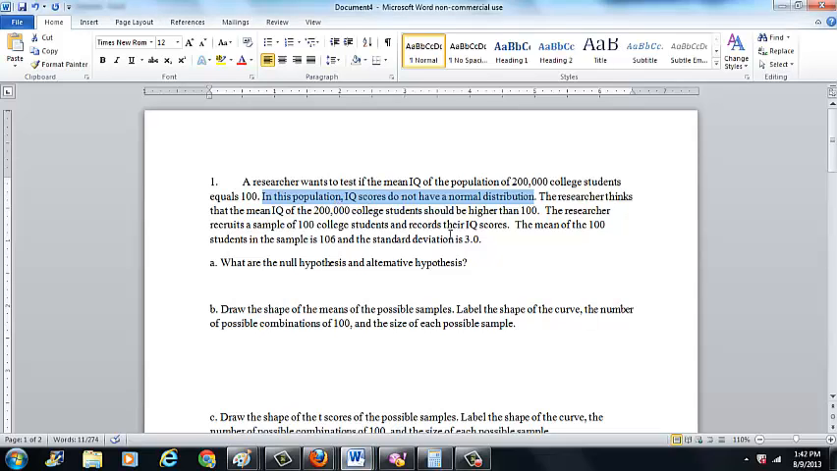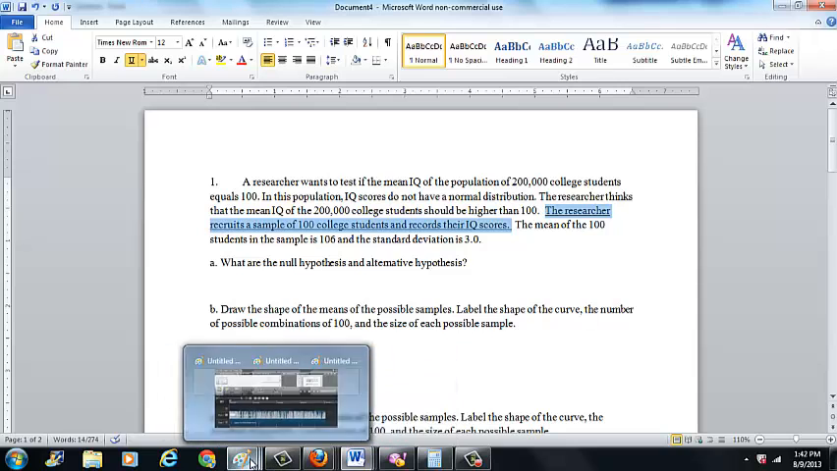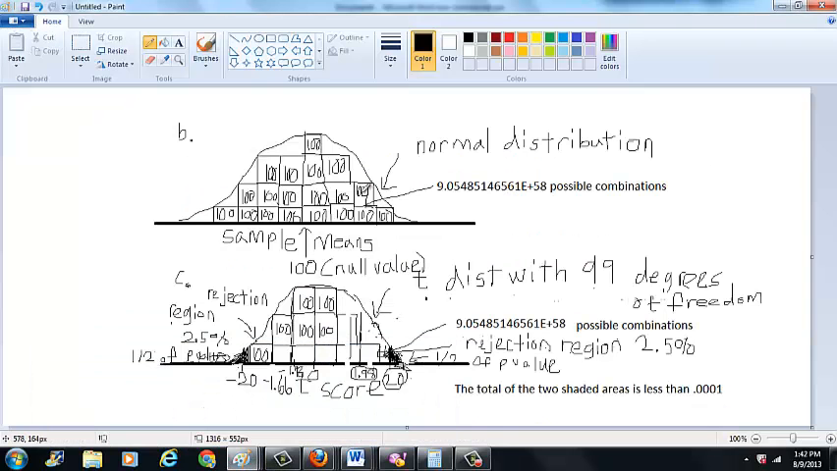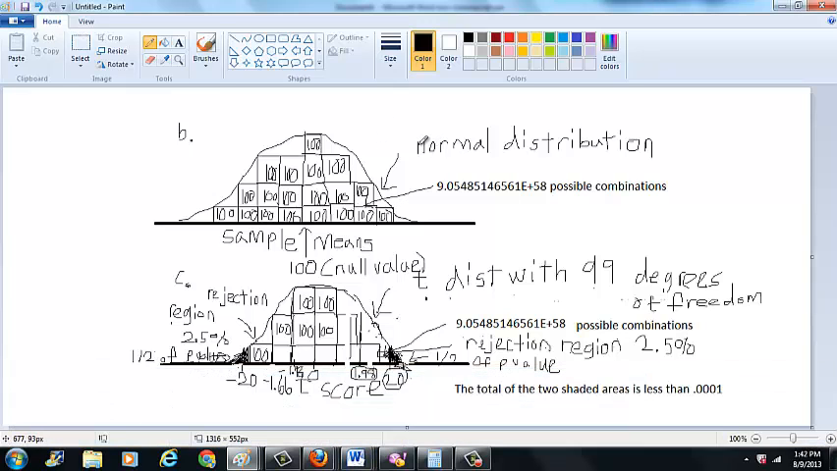So let's see if we do have combinations of 30 or higher. The researcher recruits a sample of 100. With a sample size of 100, we are selecting from a set of possible combinations that are 30 or higher, because we're selecting one of these possible combinations of 100 in our study. So since our sample size is 30 or larger, this curve in part B will still be normal, even though the population wasn't normal.